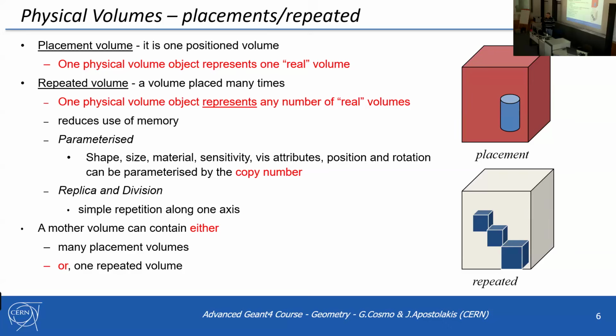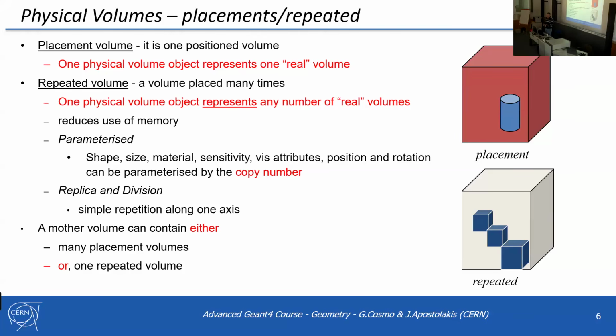What is the difference? What is the advantage of having this kind of representation? With repeated volumes, you can represent many volumes with a single object. So in the end, you are optimizing memory consumption. So you reduce memory consumption. So it is especially useful for applications where you have a repetition of many volumes of the same kind that share the same material in the space, or that are parameterized along some characteristics.